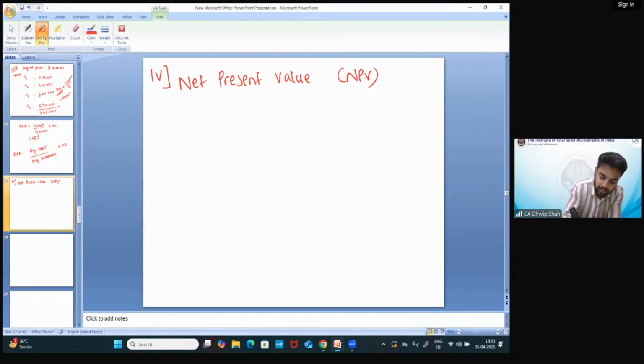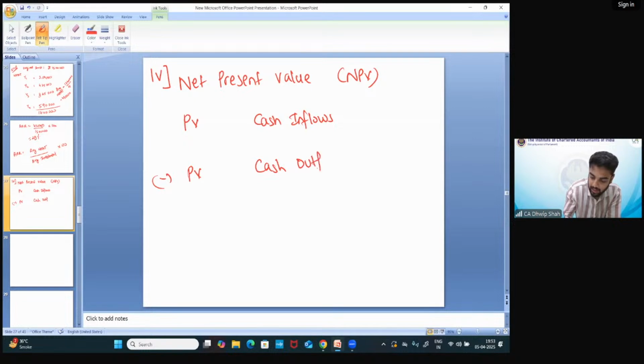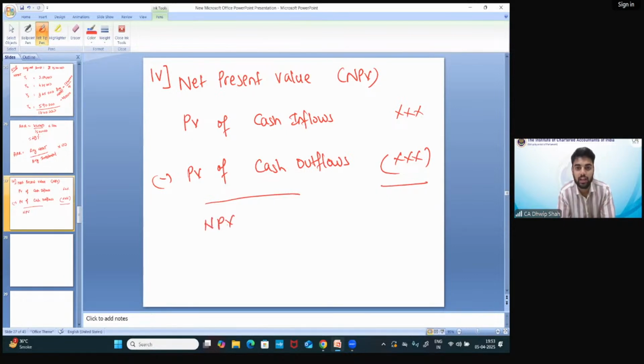ठीक है? The formula is very simple. We have already learned in our introductory part of this chapter. NPV is comparison of cash inflows with cash outflows, but not in absolute terms. We have to compare it in relative terms. And what do you mean by relative comparison? It is nothing but comparing the present value of cash inflows with present value of cash outflows. ठीक है? And the resultant figure is called net present value or the net benefit. ठीक है? Are you following?